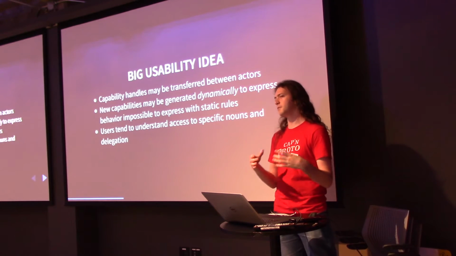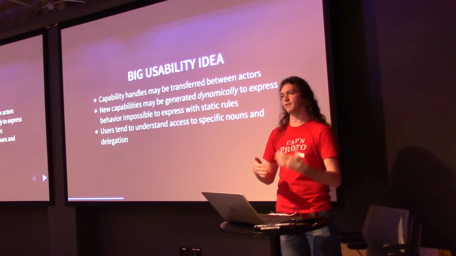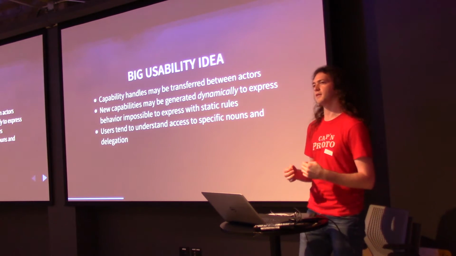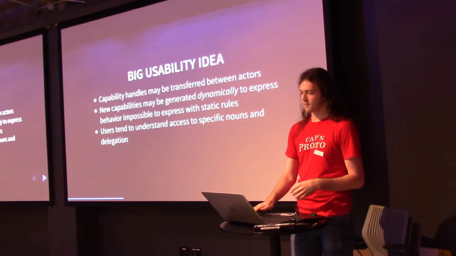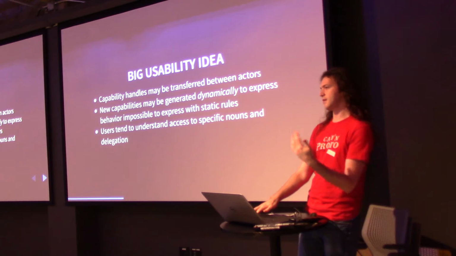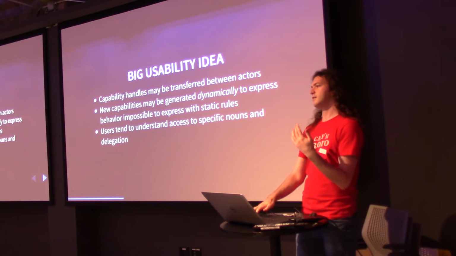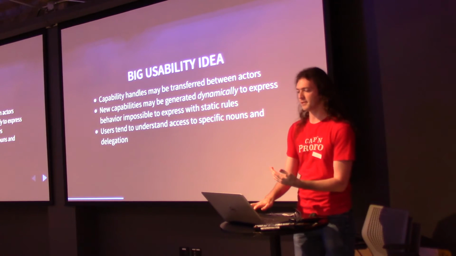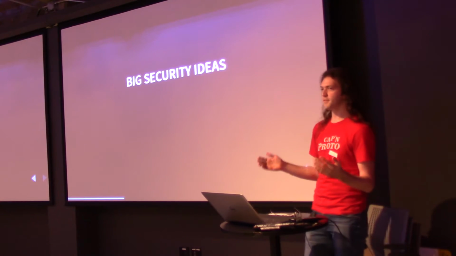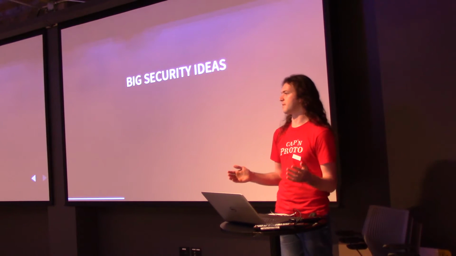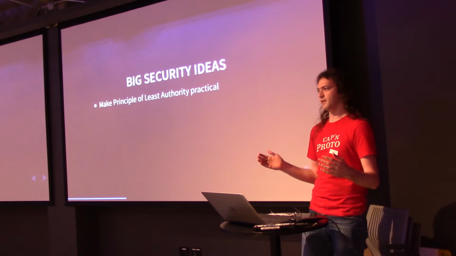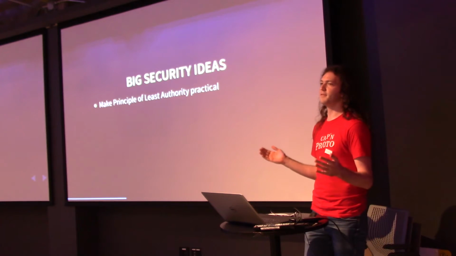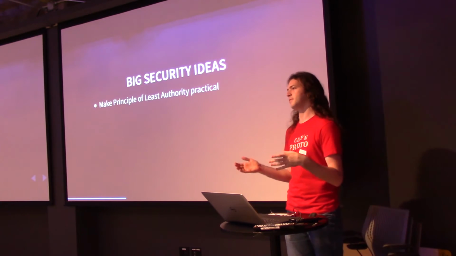And that leads to lower friction when people are actually trying to use your software. There's less of an impedance mismatch. So those are the things that can make capability-based designs more usable to real people. And there are also some nice security benefits that we get from this design pattern as well. The biggest one, I would say, is that we make the principle of least authority actually practical to implement.